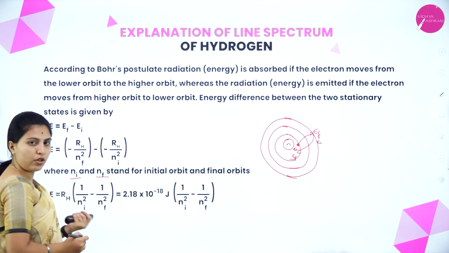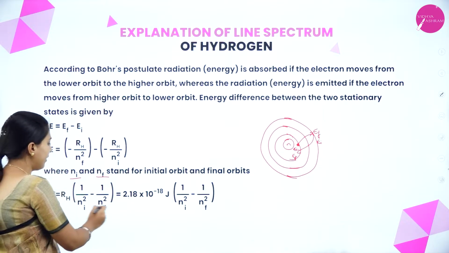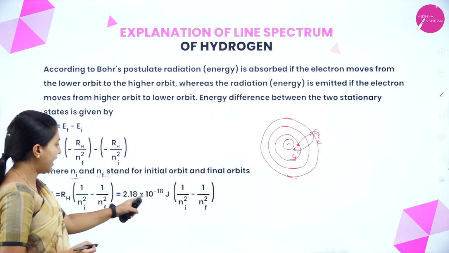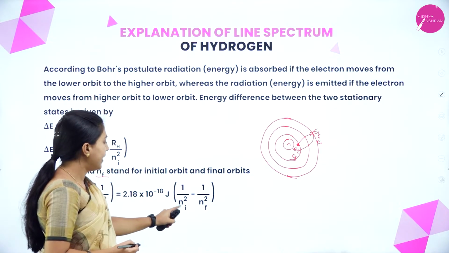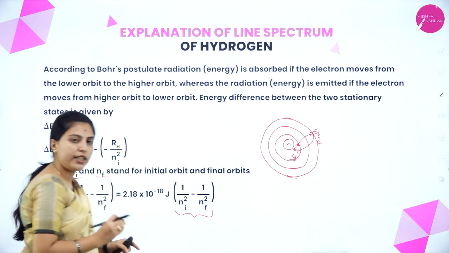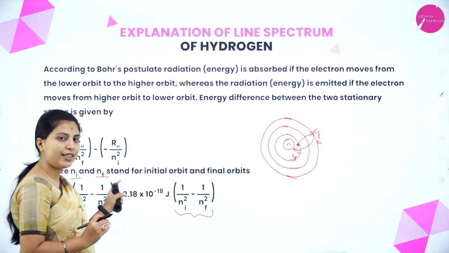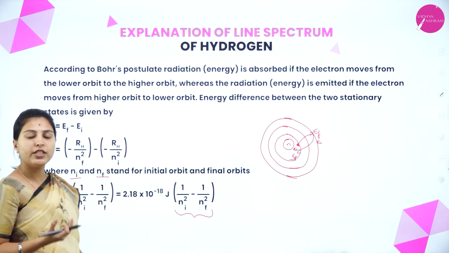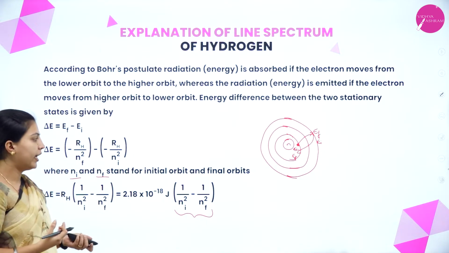This is the RH constant, the Rydberg constant. We have substituted it here: 2.18 into 10 to the power of minus 18 joules into 1 by Ni square minus 1 by Nf square. We will not touch these terms now; we have only substituted the Rydberg constant. These Ni and Nf will keep changing as the electron moves.